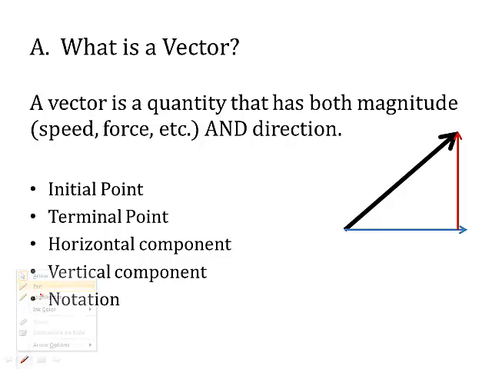A vector is a quantity that has both a magnitude and a direction, like speed. You can go how fast and what direction. You need to know both of those. And a force, what is the force and what direction is that force being applied? So a vector looks like basically a good old ray, a beginning point and an ending point with an arrow.